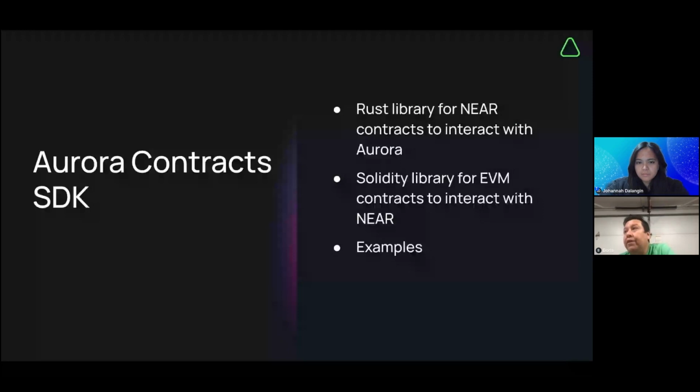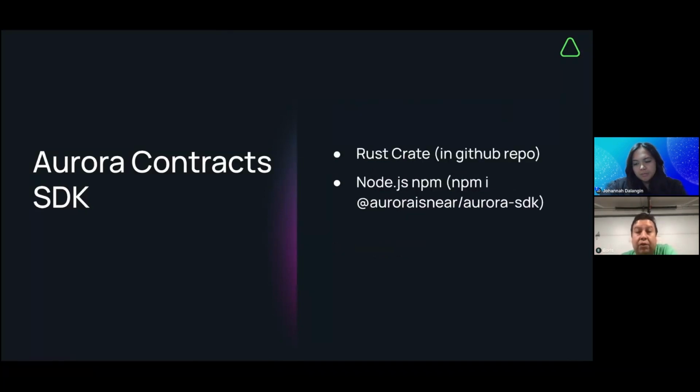What we have is a Rust library for Near that interacts with Aurora, what we just talked about. And we have a Solidity library for the EVM contracts in Aurora. That repo also has the examples and samples I will talk about. The Rust version is a crate. It's not in any of the public online repositories, but you can find it on the repo. The Solidity one is an npm Node.js package, and you can install it as you install any npm library, by running npm install for the Aurora SDK.